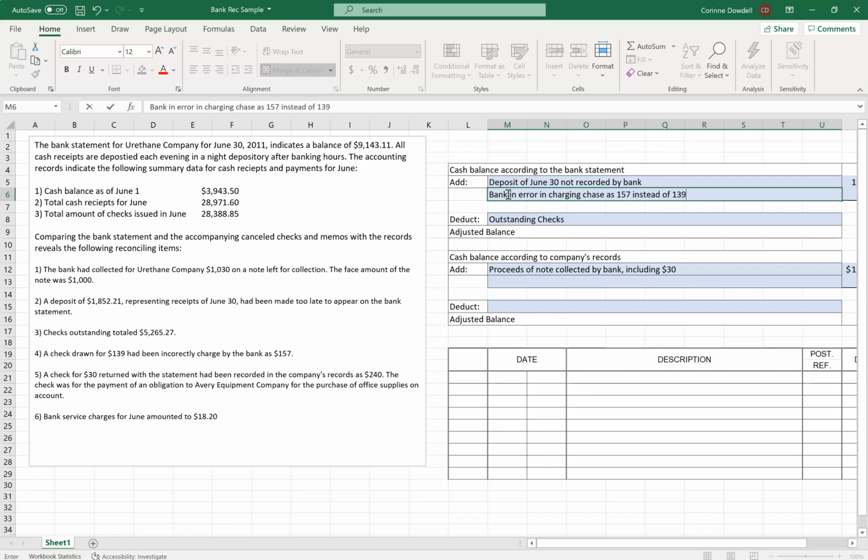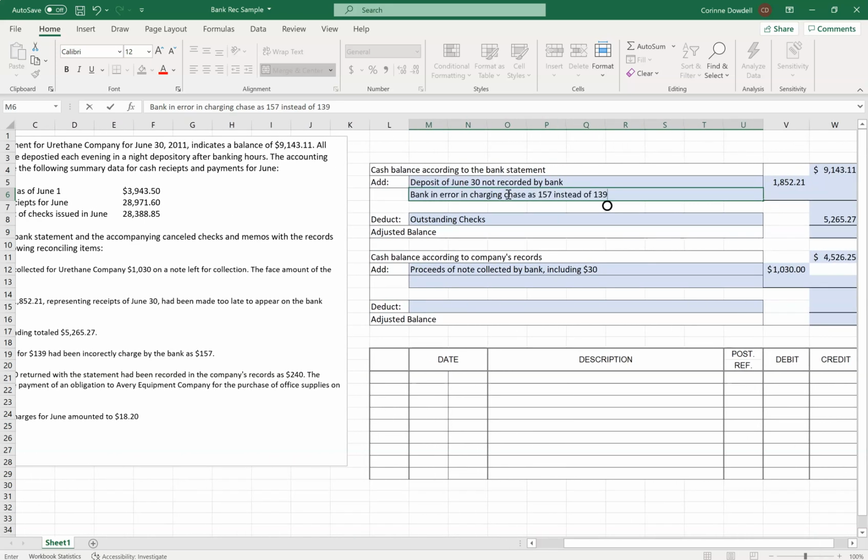They charged our account $157, but it really should only be for $139. So that is a difference of $18. That's $18 more that the bank statement should have.